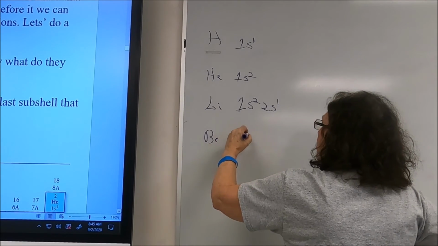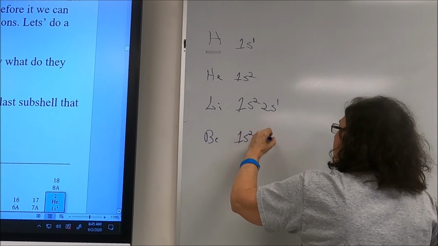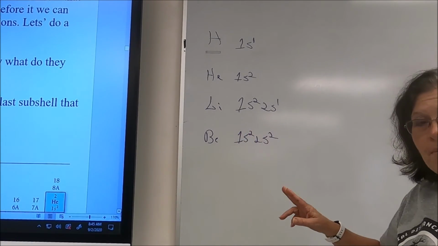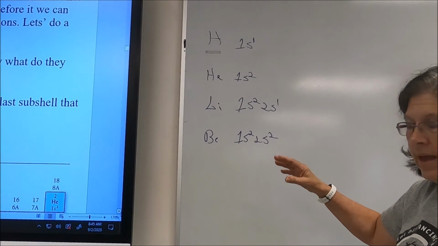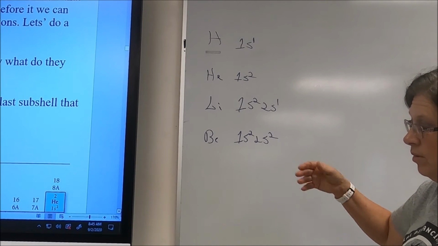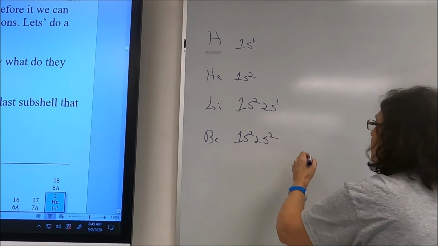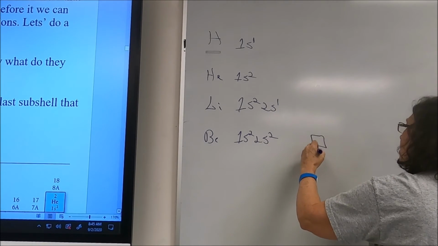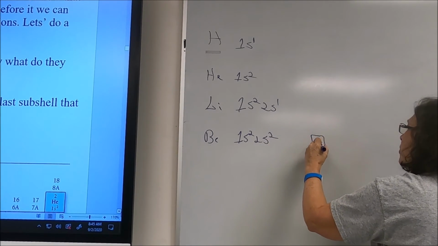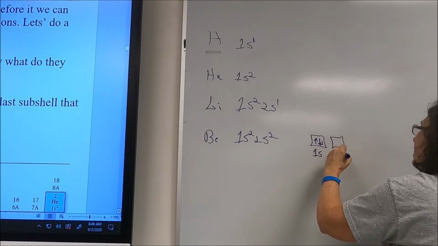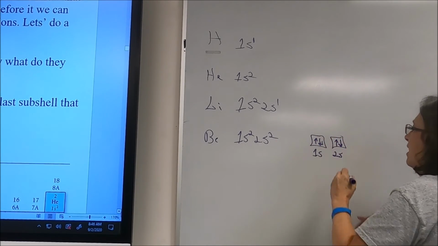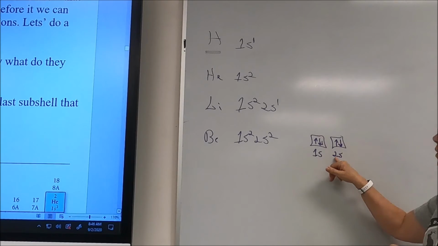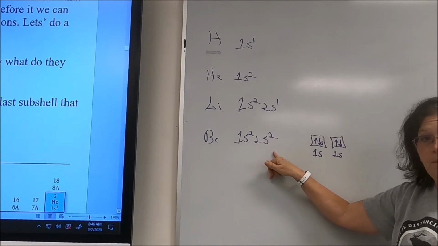Beryllium, 1s2, 2s2. Now look at that box diagram. Hopefully you wrote it down, or scan backwards. Remember the box diagram here is 1s and it had 2 arrows in it, and 2s had 2 arrows in it. So you can see 1s2, 2s2.